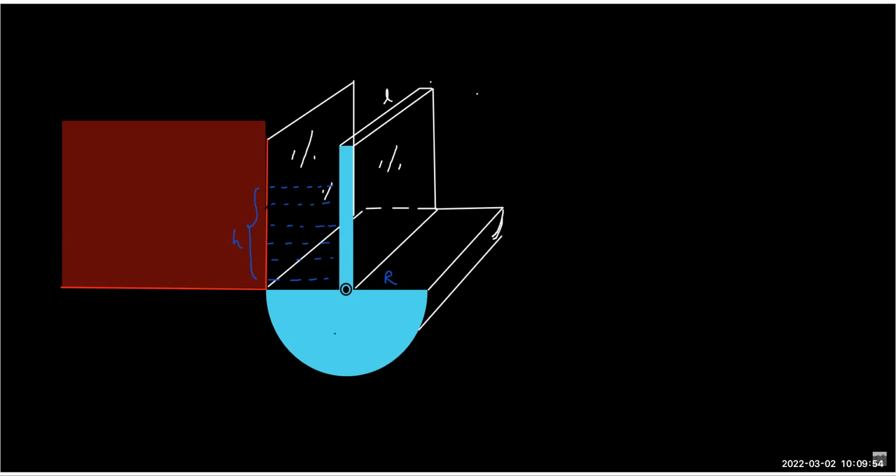And on the left side we have a wall so that the water cannot leak out. That's the only purpose. So I hope this is clear.